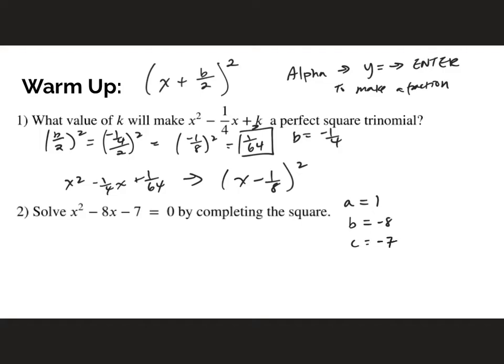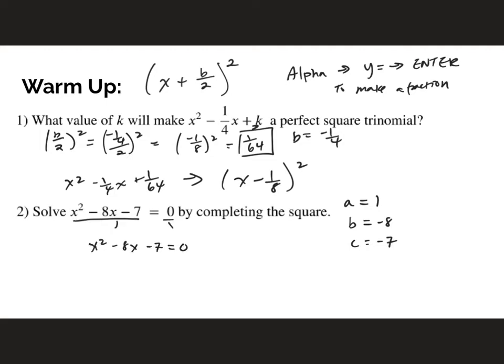So I'm going to do my first step where I'm going to just divide everything by my a. So my a is just 1, right? Whenever I divide anything by 1, I just get the same thing itself. So this doesn't change. This stays x squared minus 8x minus 7 equals 0.